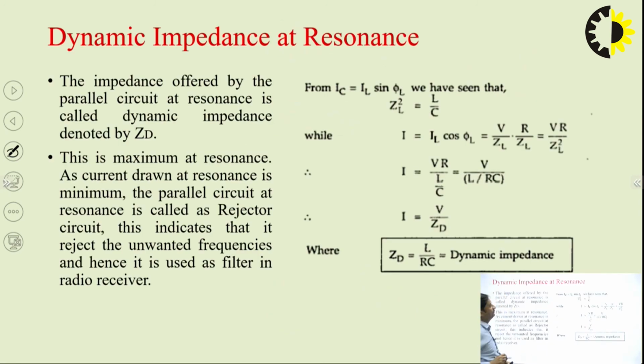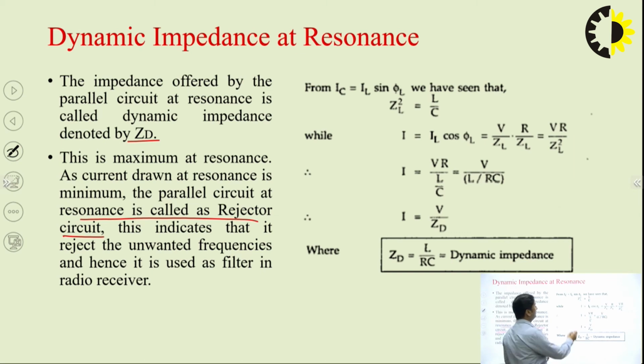the dynamic impedance at resonance. The dynamic impedance at resonance, the value of impedance, we know that it's a maximum value. Okay. And what is the value of the dynamic impedance? Let us say it is ZD, and this is the maximum at resonance. So the current drawn at resonance is minimum. So if the impedance is maximum, that means the current is almost minimum, and the parallel circuit at resonance is called a rejector circuit. It is called the rejector because the current is minimum, and current is minimum because the impedance is maximum. So let us find the value of this dynamic impedance.